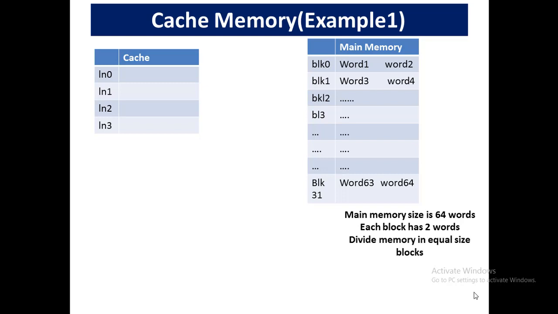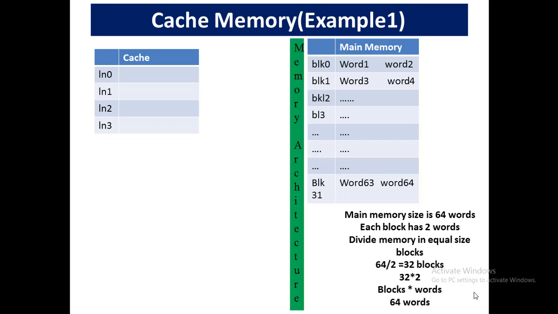Divide memory into equal size blocks. How will we know how many blocks we have? If we divide 64 words by the number of words in each frame, 64 divided by 2 is equal to 32 blocks. So we have to make 32 blocks that will start from 0 to 31. This is the memory architecture.